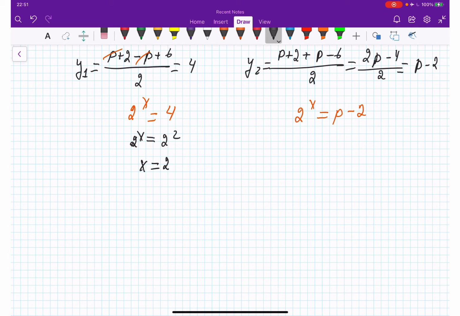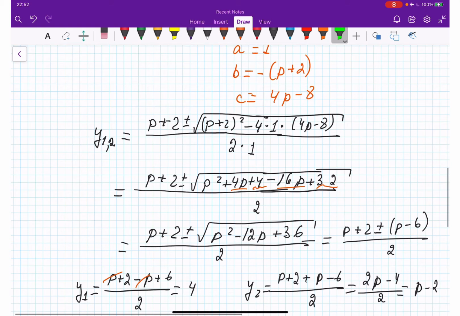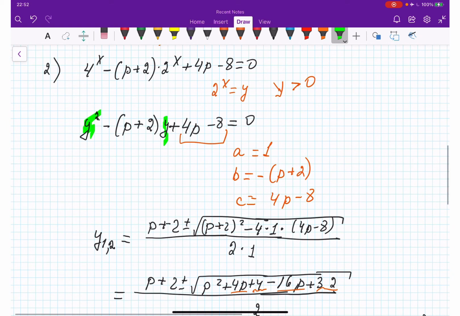So to make sure, because the condition of our problem was to find the values of p at which the equation has only one solution, this solution we already have, x is equal to 2. So in this case, we need to make sure that 2 to the power x equal to p minus 2 does not have a solution. So we end up with only one solution. Okay, because we substituted 2 to the power x is equal to y, right?